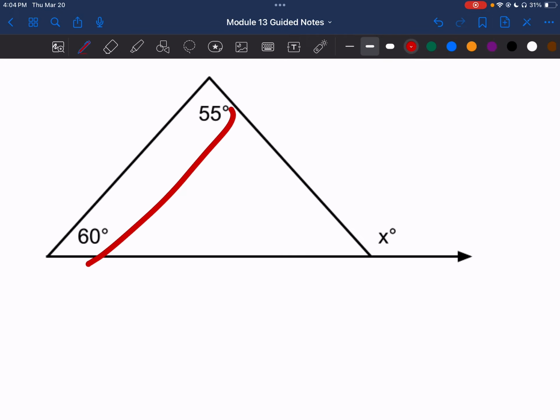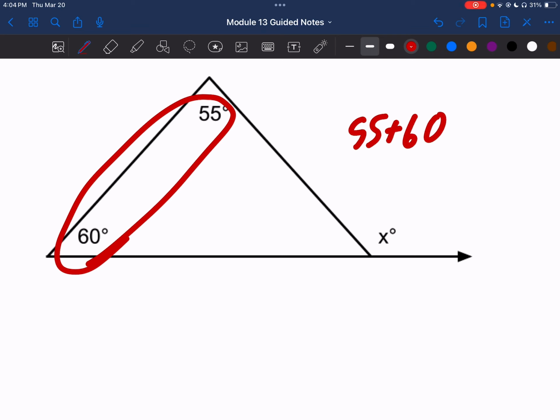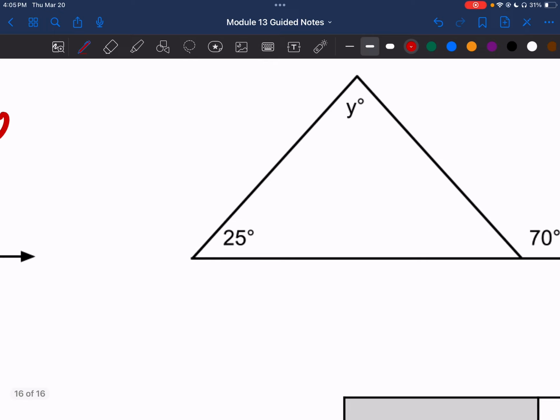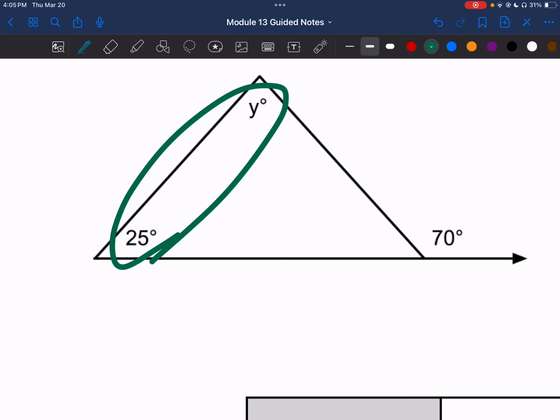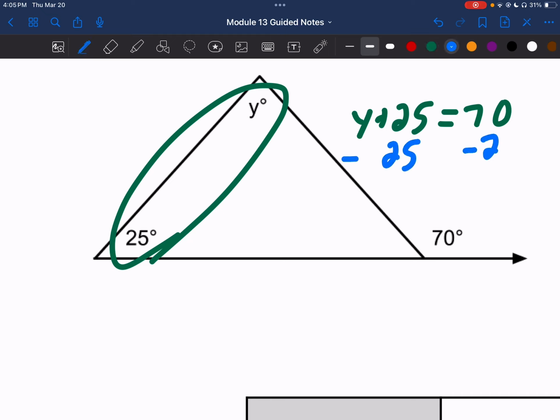First one, we've got 55 plus 60, straightforward. We get that our exterior angle is 115 degrees. Okay, next up, we've got y plus 25 equals 70. And then we subtract 25 from both sides of our equation, and we get that y is going to be equal to 45 degrees.